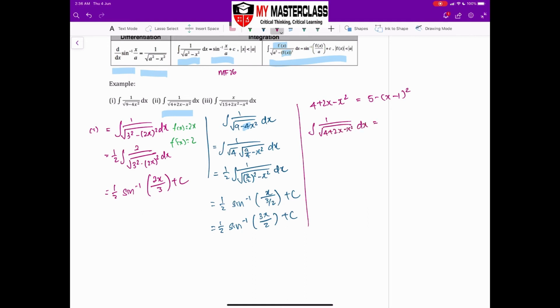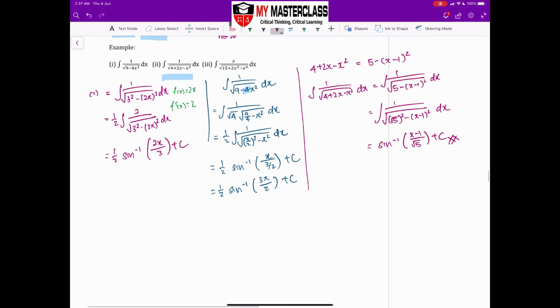After I complete the square, it's going to look like this. So 5 minus (x minus 1) squared. So this will essentially give me root of 5 squared minus (x minus 1) squared. You realize that here you won't be able to use the second formula, which is the x squared formula. So you have to use the f(x) formula. And you realize that since f prime x will be 1, there's no need for me to introduce anything. So this will give me sine inverse of (x minus 1) over root 5 plus c. This is the formula here.